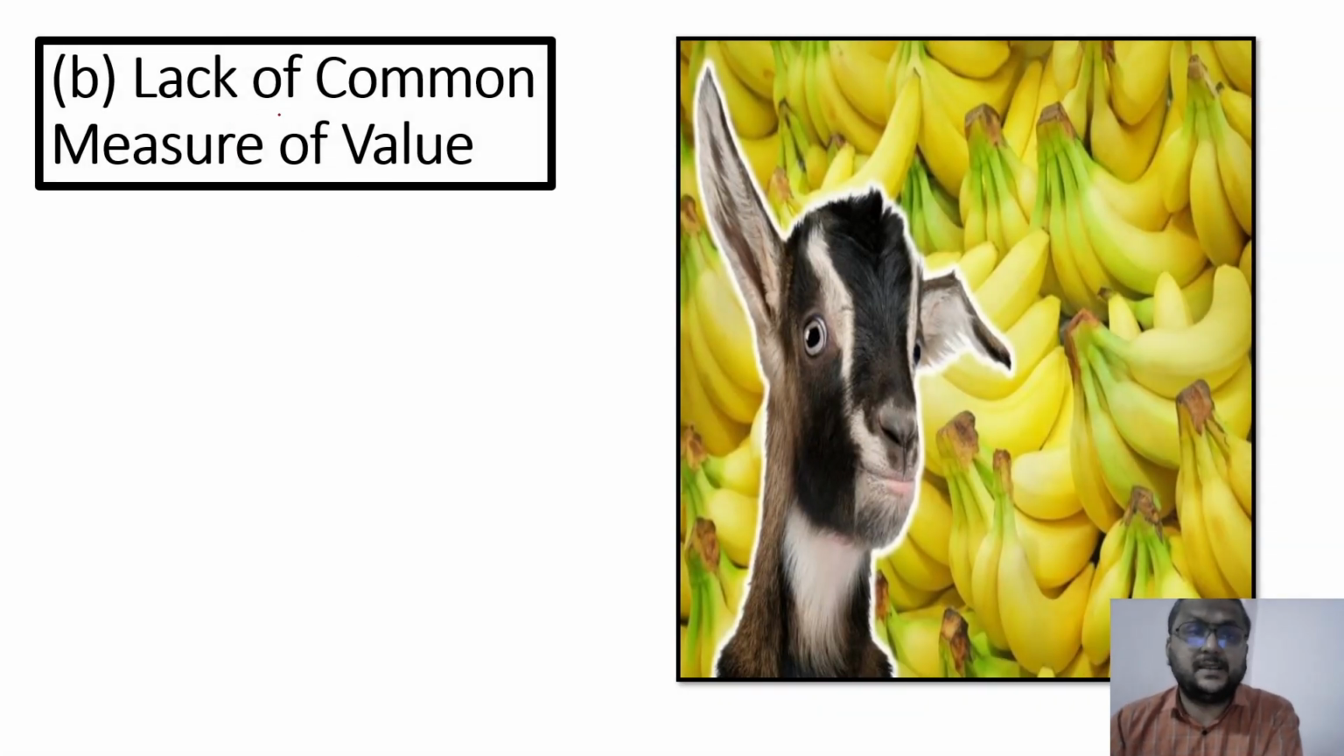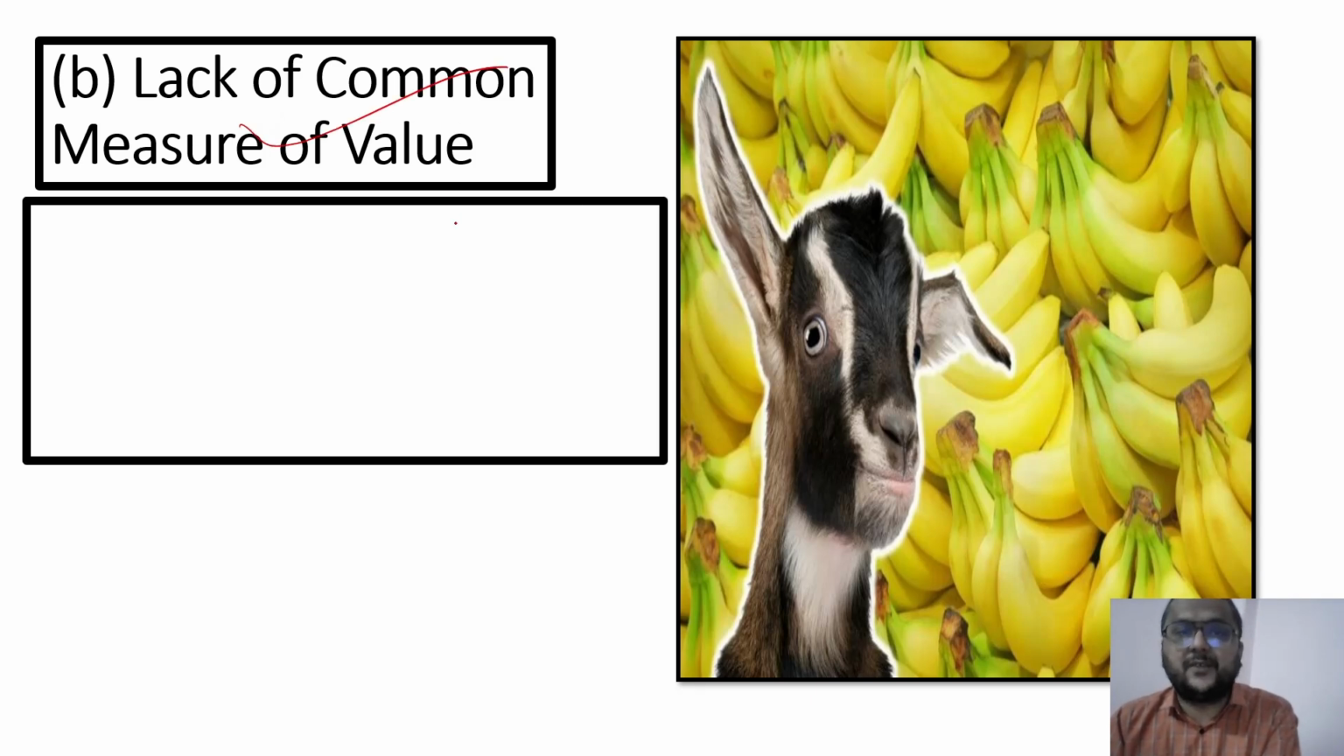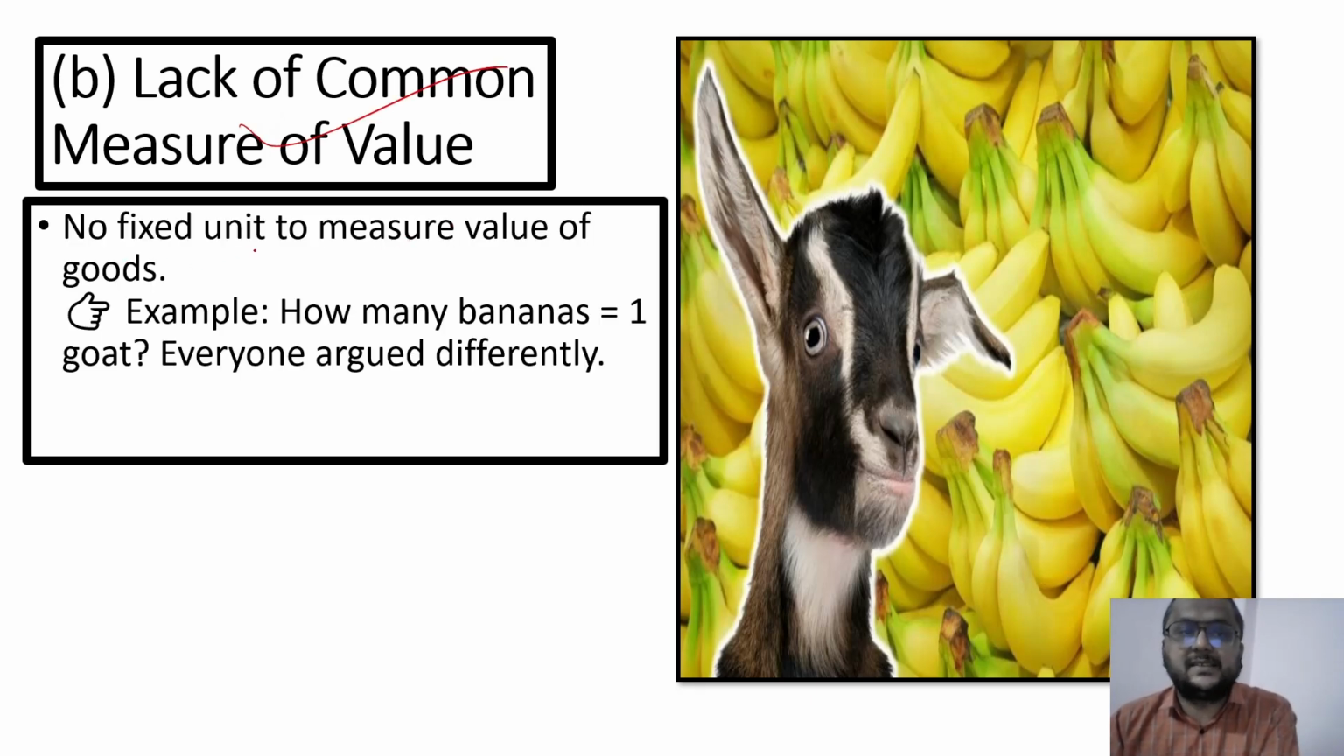The second problem is lack of common measure of value. There is no fixed unit to measure the value of goods, and that is why it is difficult to have the barter system. For example, how many bananas for one goat? Everyone argues differently. Some will say 12 bananas for one goat, and some others will say 12 bananas for two goats. So everyone argues differently, and that becomes a problem in the barter system. Lack of common measure of value is one of the challenges in the barter system.